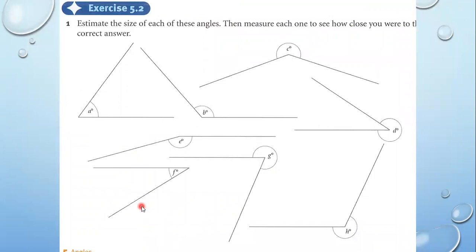So first of all, estimate the size of each of these angles, then measure each one to see how close you are and where is the correct answer. Okay, so what we will do here, you can see how close each of these angles is to the correct answer. Okay, he said estimate it, so it means we can estimate anything. So as usual, let me show you.